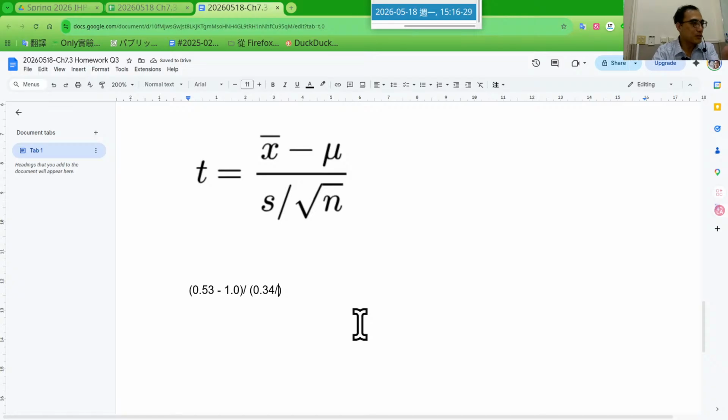I don't know how to type a square root. Square root of n, of 53. So far, is it okay for you? So we can expect that the number here can be negative. Okay, let's check here. I can use a calculator.